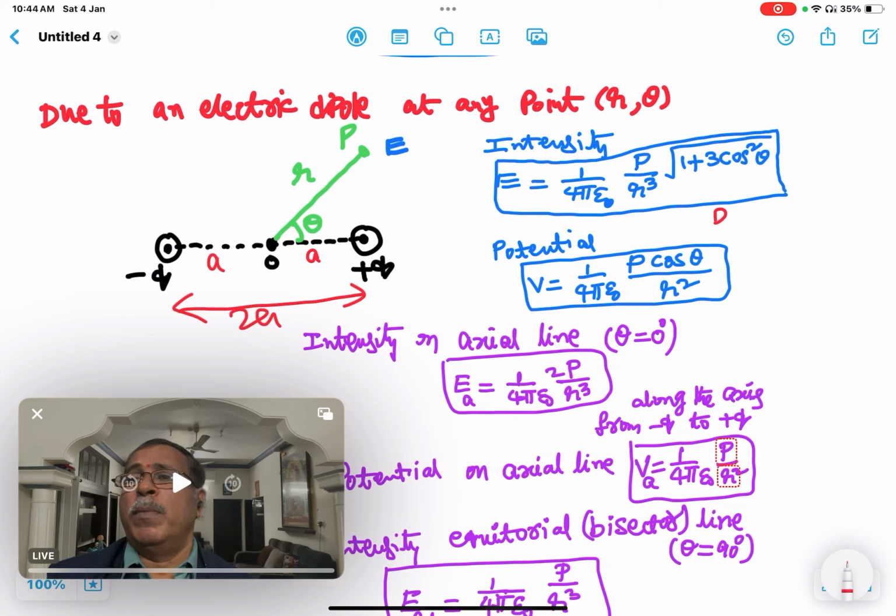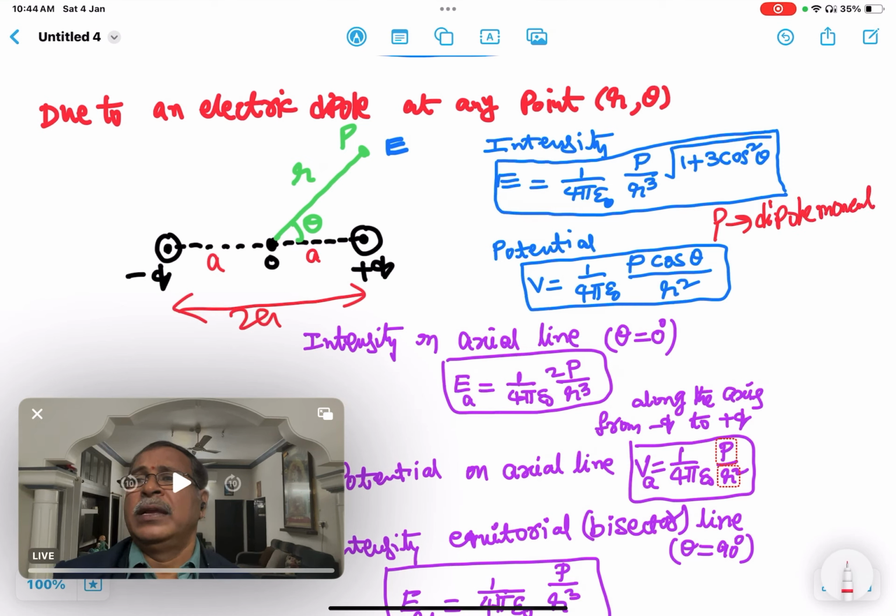P for dipole moment. I am writing here dipole moment. So dipole moment P is nothing but one of the charges into the distance between the two charges. That is the length of the dipole. So we can substitute the P value as Q into 2A. Okay, 2A is the length of the dipole, which I represented in the diagram.